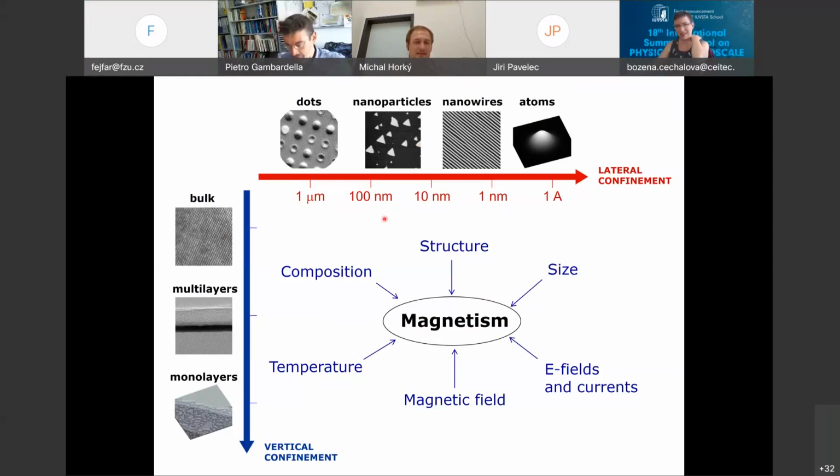Magnetism is a very interesting branch of physics, material science, and chemistry as well, because we have the interplay of both composition and structural effects, as well as external agents like temperature, magnetic fields, electric fields, currents, etc. And all these effects determine the overall magnetic response of systems, and we have therefore also many ways to tune the magnetic response by playing with the composition of materials, their size, as well as with external stimuli.